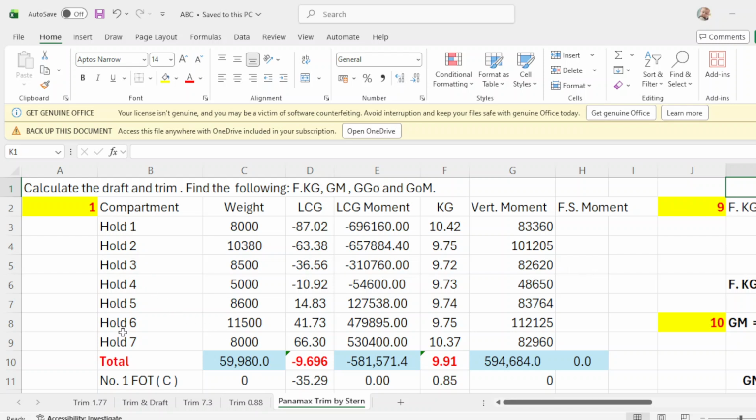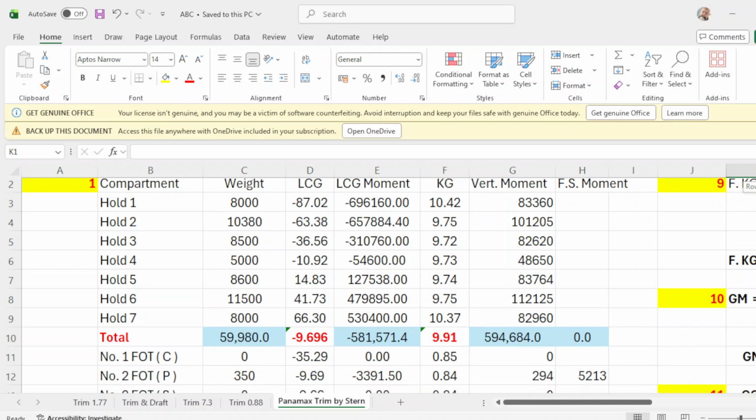So in whole compartment number 1 to 7, all the weights are here. You put in the weights and you put in the LCG, multiply the weight by LCG, this will be your LCG moment, and you put in your KG for each compartment and multiply KG by your weight, this should be your vertical moment. And free surface moment is only for liquids. So this is not liquid, so these are all blanks.